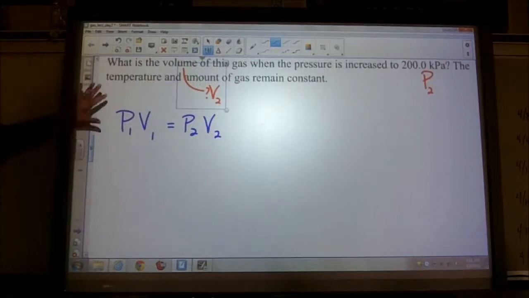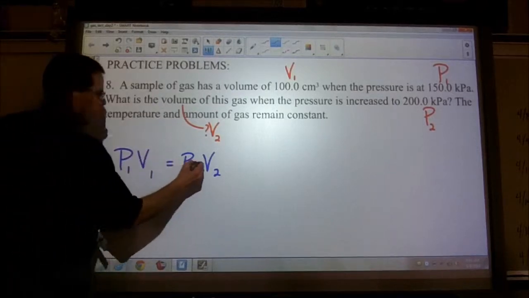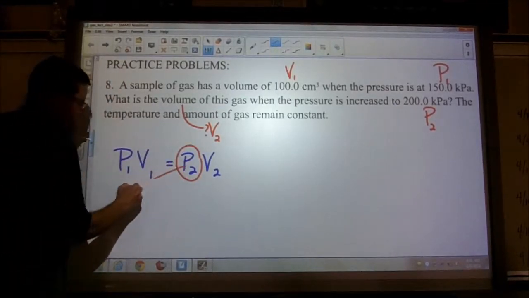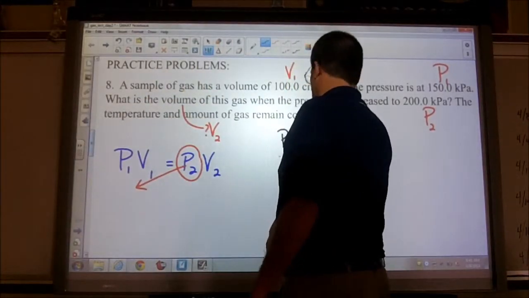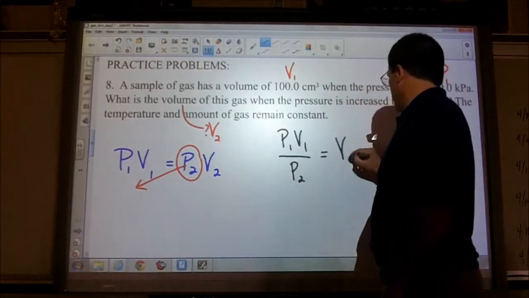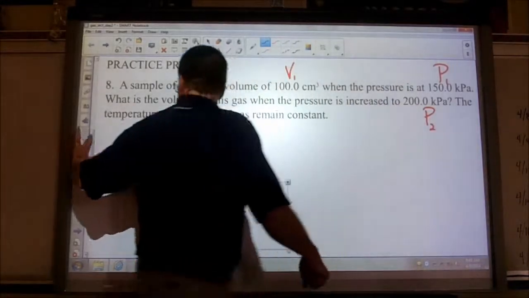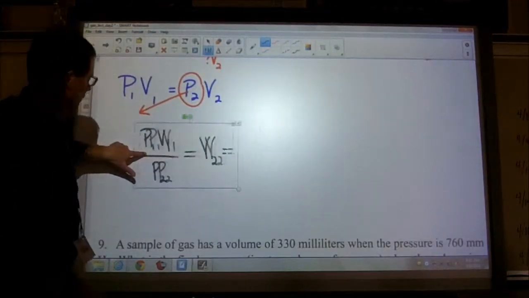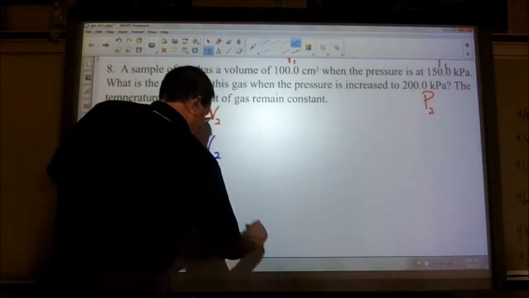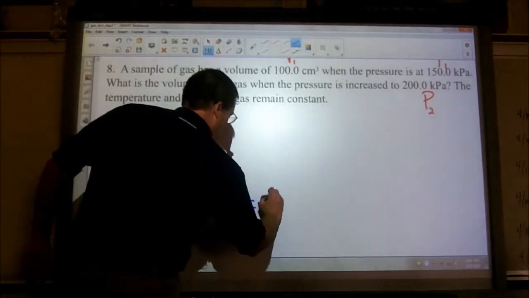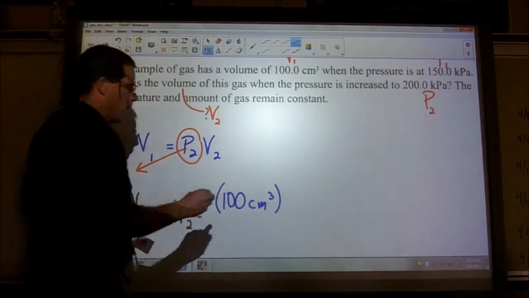Let's see here. Which variable are we looking for? V2. So that means we need to divide P2 on both sides. So my equation now looks like this, where I have P1 V1 over P2 is equal to V2. And we can solve. So our P1 is 100 centimeters cubed. And our V1 is 150 kilopascals.